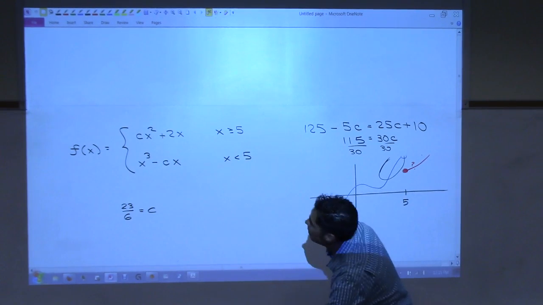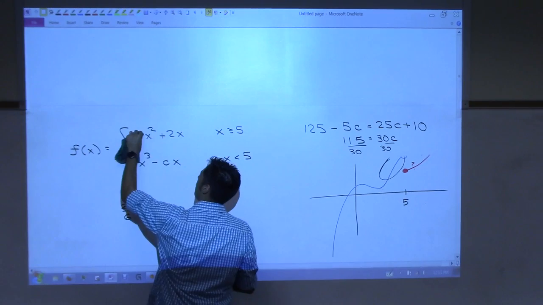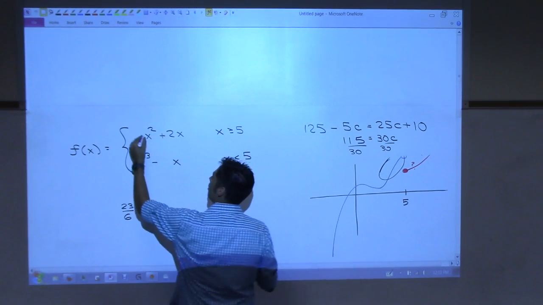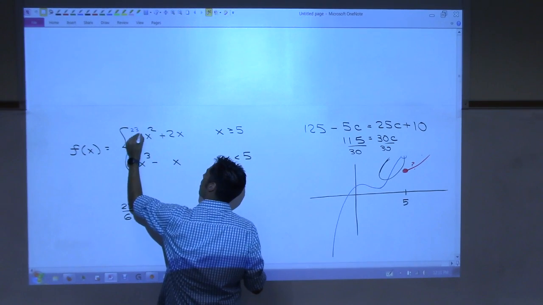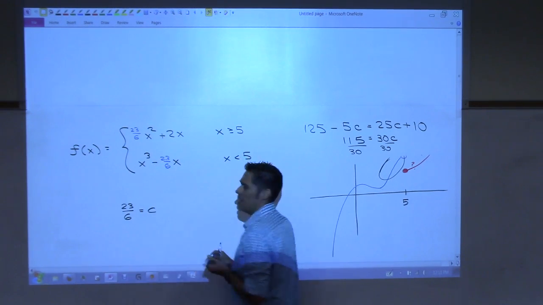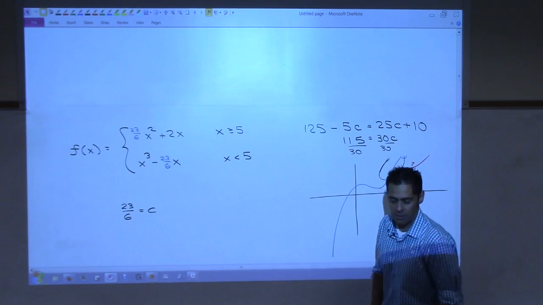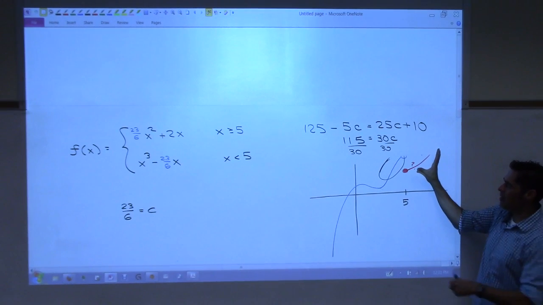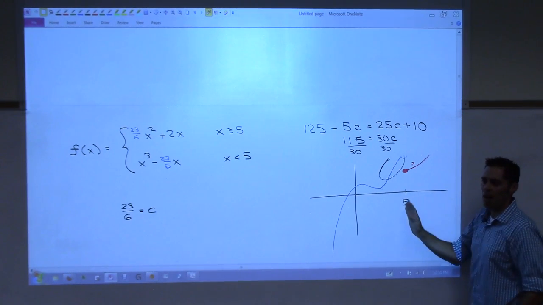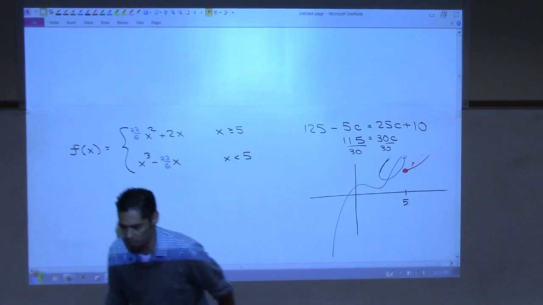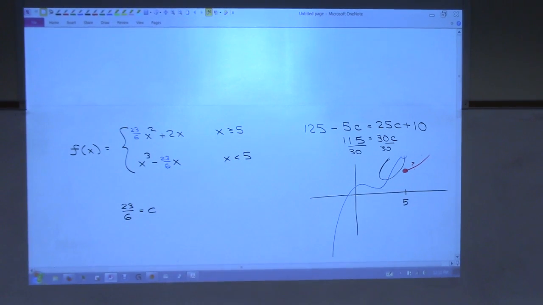So if I come back over here to this function and I replace both of those c's with 23 over 6, and I were to graph these things, the result should be a parabola that comes into a cubic function, and at 5 they paste together. Now I'm going to prove it to you because I just made up this problem, so I'm putting it all on the line right now.